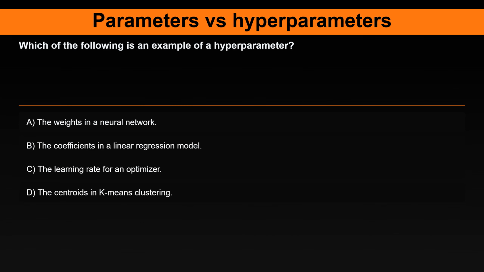Question 26. Which of the following is an example of a hyperparameter? Option A, the weights in a neural network. Option B, the coefficients in a linear regression model. Option C, the learning rate for an optimizer. Option D, the centroids in K-means clustering.